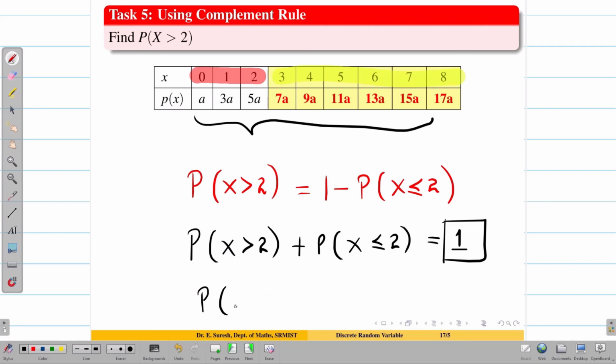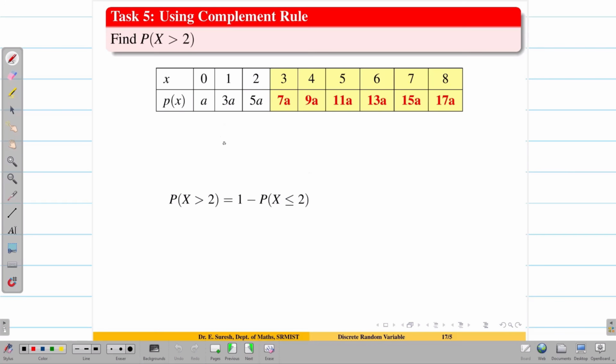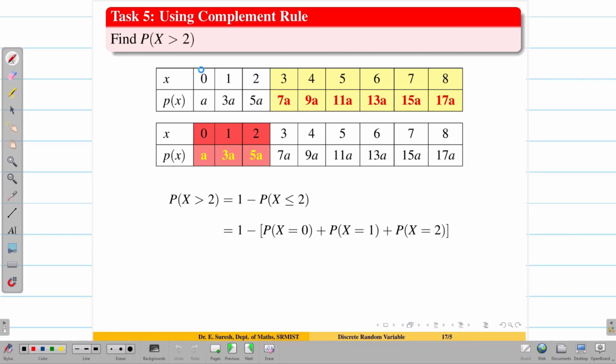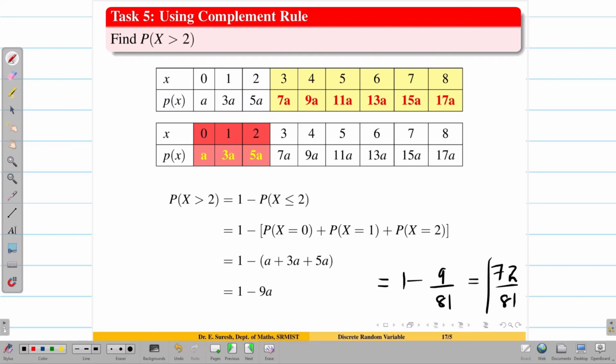So from this, I can write probability of x greater than 2 is 1 minus probability of x less than or equal to 2. Now 1 minus probability of x less than or equal to 2 covers these 3 values. So I can add probability of x equal to 0, 1 and 2, and then subtract from 1. So we have 1 minus 9 by 81. So we can write this as 72 by 81. Either you go the previous way, directly adding the probabilities from 3 to 8, or you can use the complement. Whichever is easy for you, you can go that way.